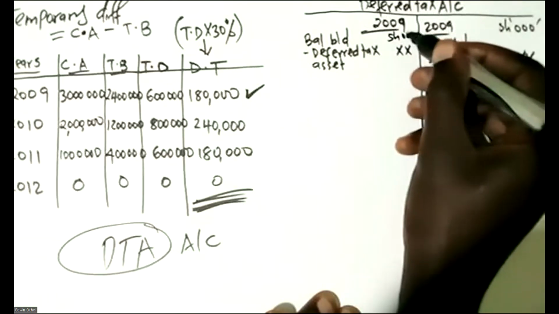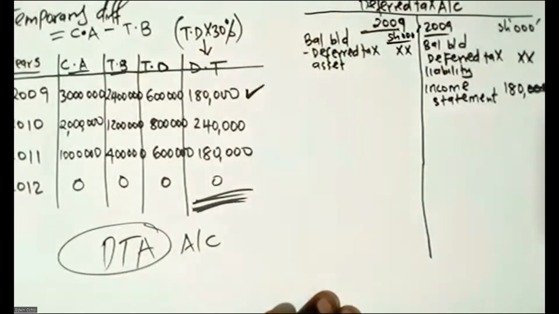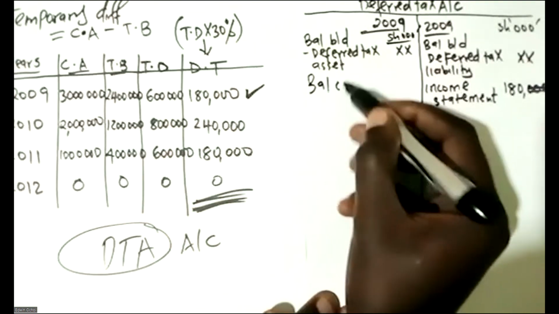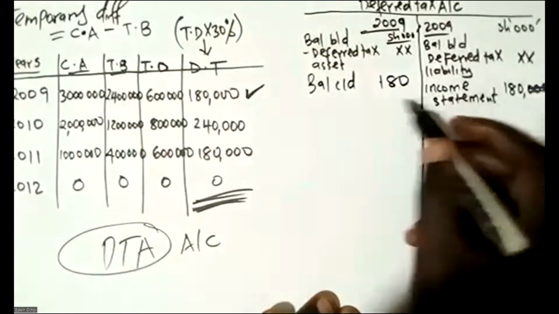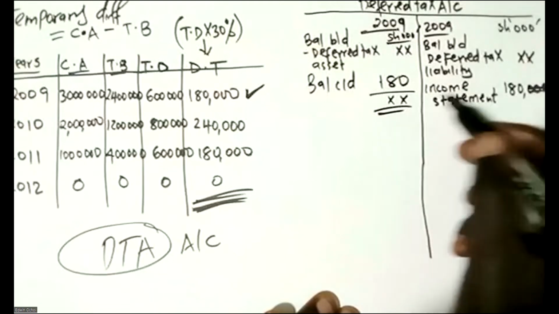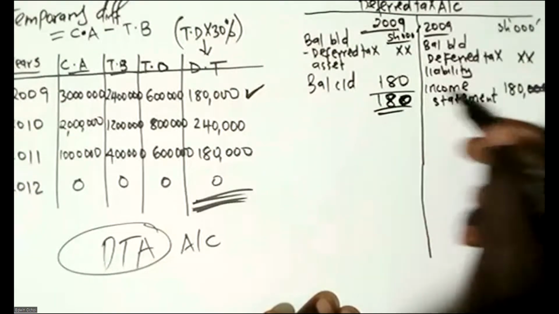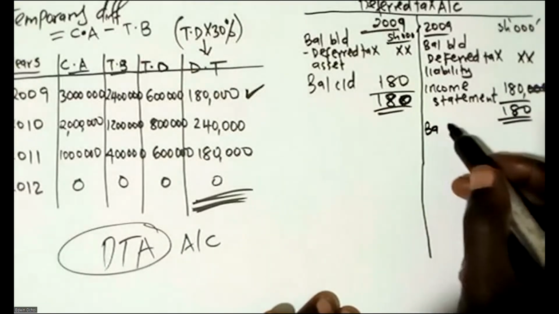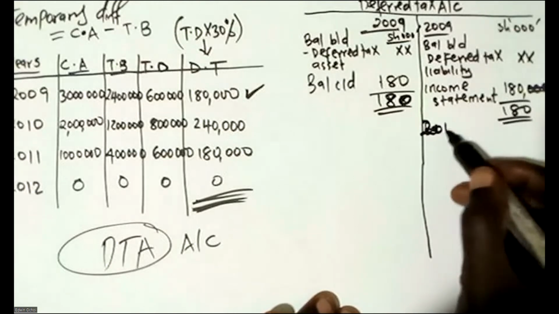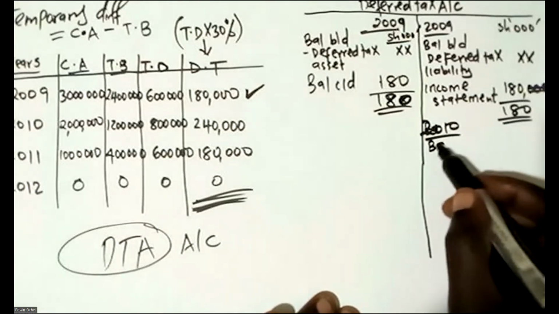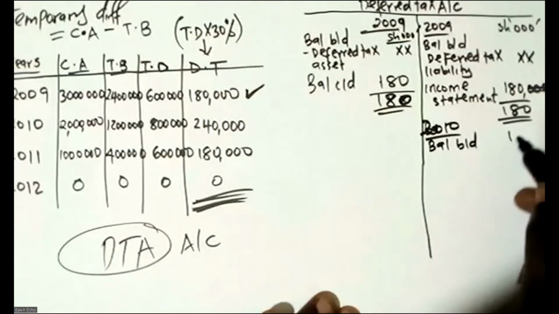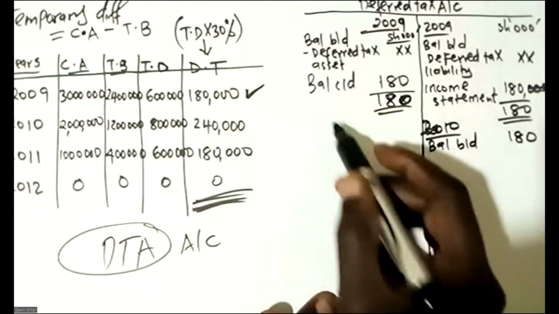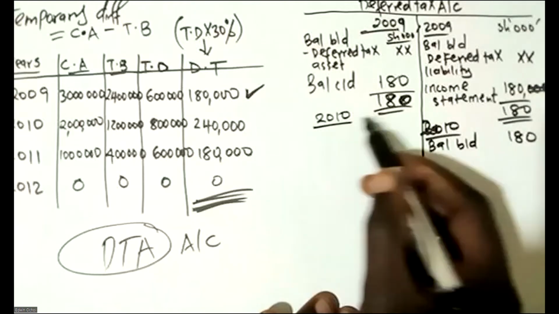So the provision they made there is 180 in the first year. Meaning that the balance carried down here is 180. So we close with 180, and here we close with 180. So the balance brought down in the next year, 2010, is 180.